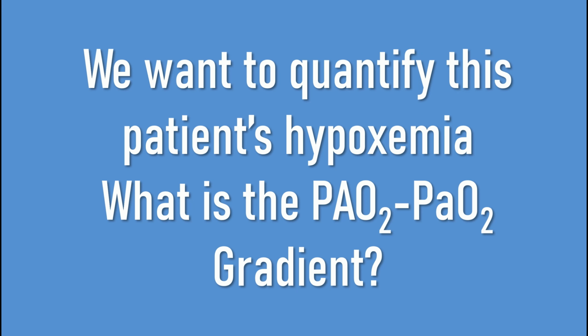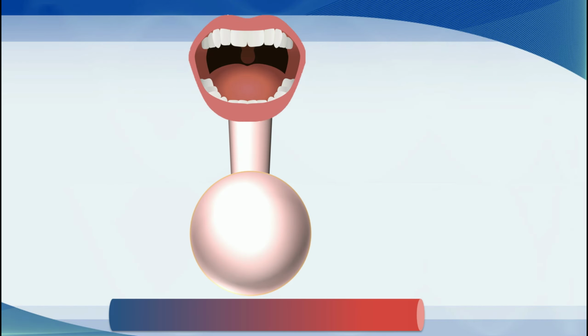In order to quantify this patient's degree of hypoxemia, we want to know the gradient between the alveolar and arterial oxygen tension. Let's have a quick look at what we know and what we need to calculate here. We know that the patient is being delivered 60% oxygen, which is approximately 60 kilopascals or 450 millimeters of mercury.